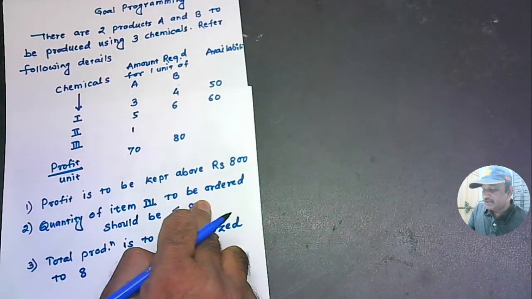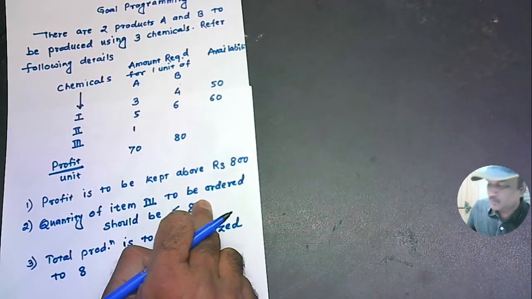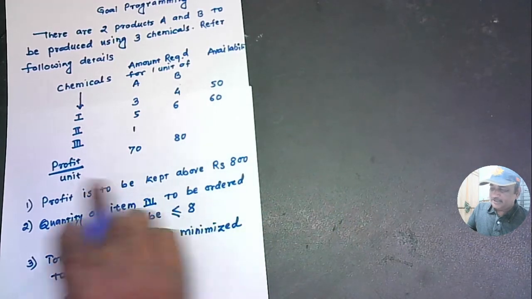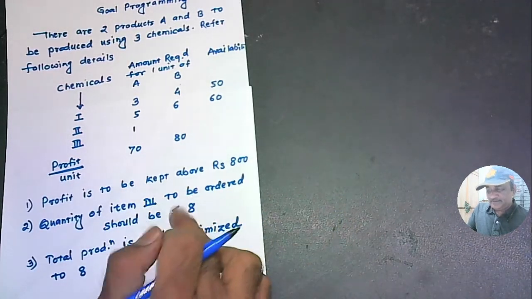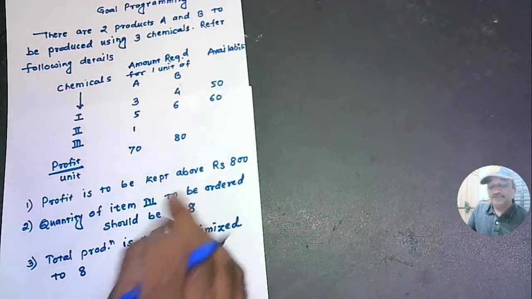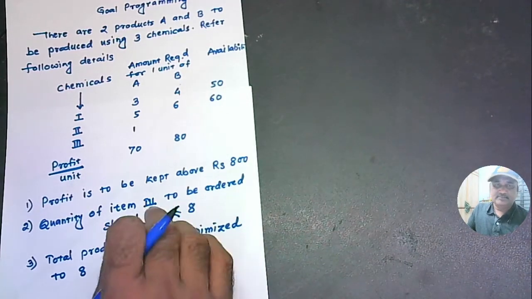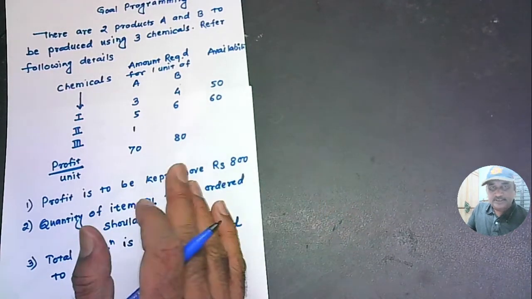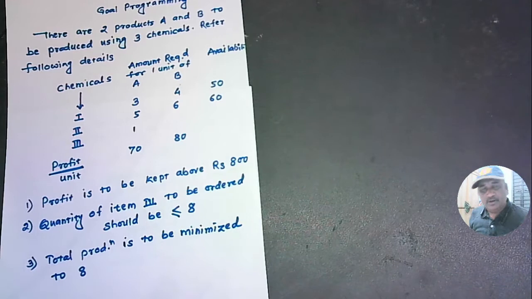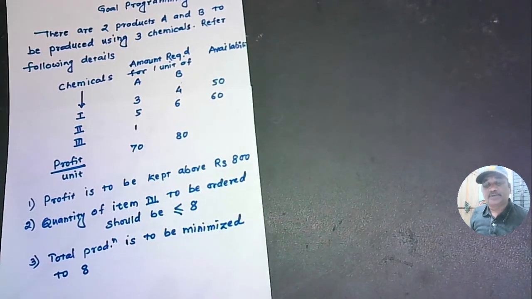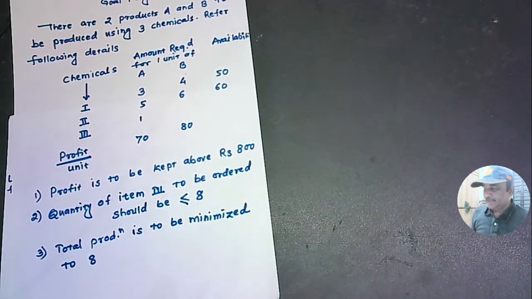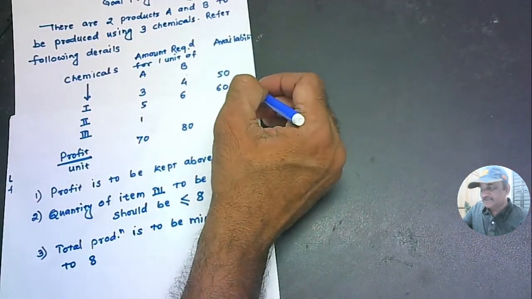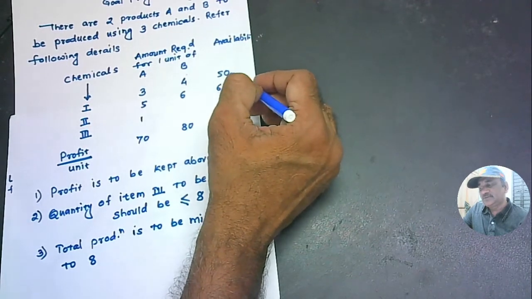And the second statement which is made is the second goal. If at all the situation wants you to order chemical 3, then its order must be limited. It should be less than or equal to 8. It doesn't mean that you cannot order it more than 8. It may sometimes go beyond 8, but you have to reduce the possibility of that happening.